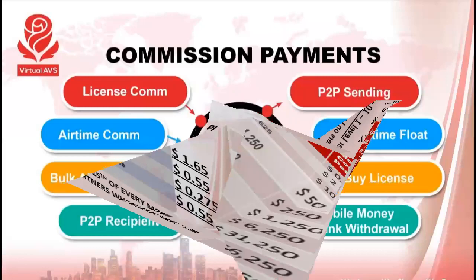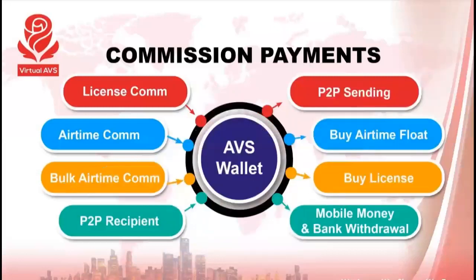where does it usually end up? Remember, we say that you have a virtual wallet. That virtual wallet looks like this. You can get access to your license commission, your airtime commission, your bulk airtime commission, and what we call a P2P recipient or sending function. This function allows you to share the money that you're earning on your AVS wallet with another peer.